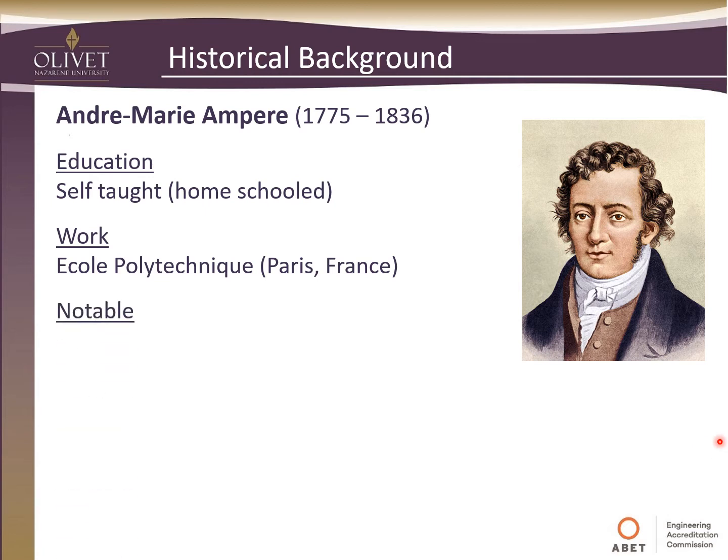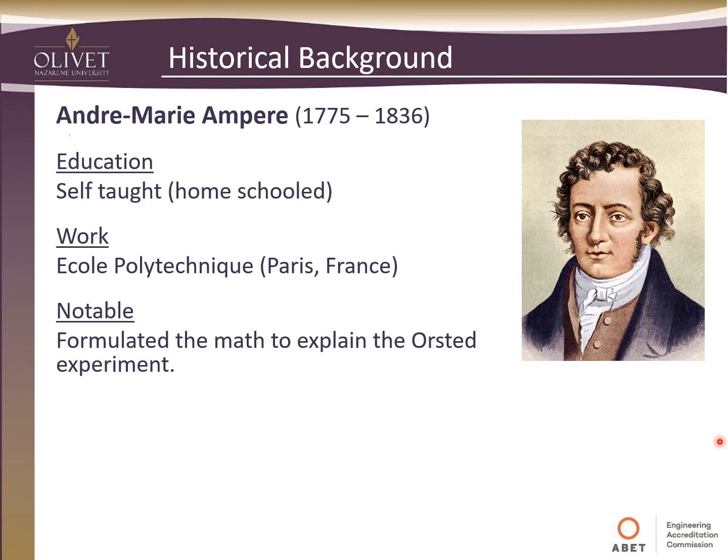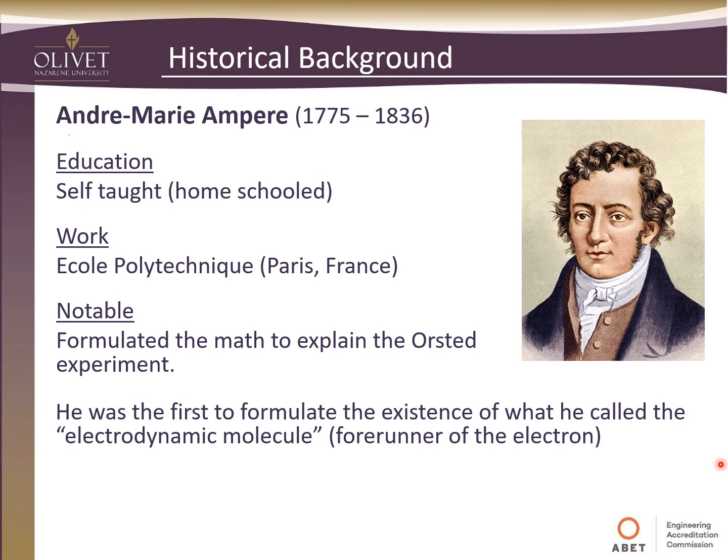So what are some notable facts about this gentleman? He formulated the math to explain the Oersted experiment. Remember a couple of lectures back we talked about the Oersted experiment and what that helped us understand about the relationship between electric and magnetic fields. He was actually the first to formulate the existence of what he called the electrodynamic molecule. Later this would be called the electron, so he was the first to formulate the existence of this.